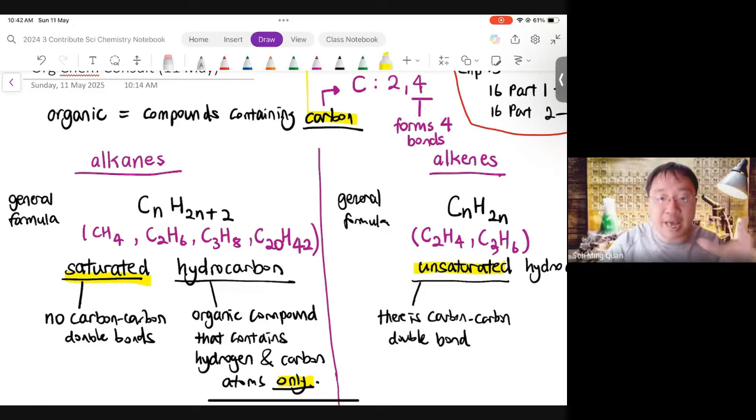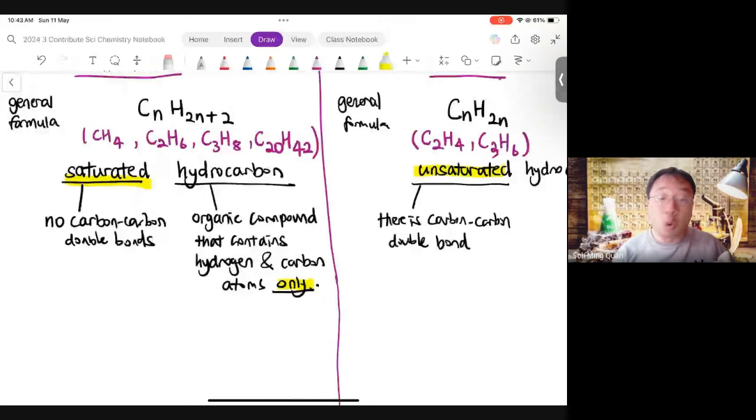Okay, so alkanes and alkenes are hydrocarbons because if you look at their general formula, there is only C and H. There is only hydrogen and carbon atoms. So the word only is very important. So now that we have finished summarizing the basic things that we need to know about alkanes and alkenes, let's go on to look at what the reactions are like.